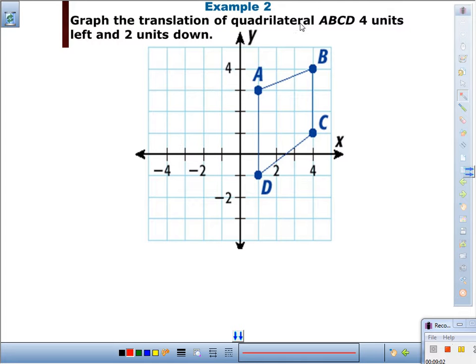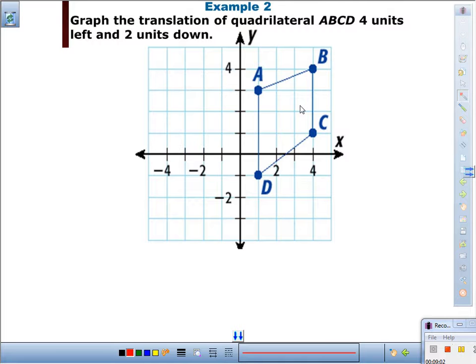It says, translate the quadrilateral ABCD 4 units left and 2 units down. We do 1 point at a time. I start with A. How many units left? 4, 1, 2, 3, 4. How many units down? 1, 2. Place the point, and I do the same thing for each one. But I'm not going to do that.